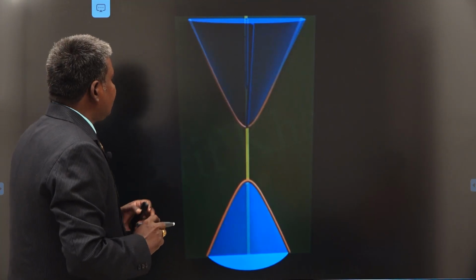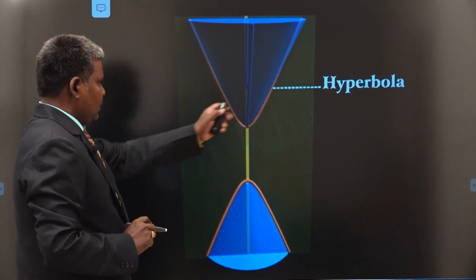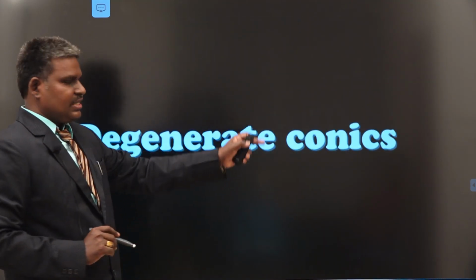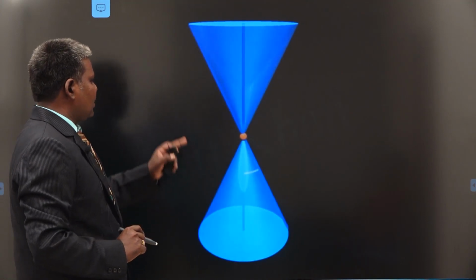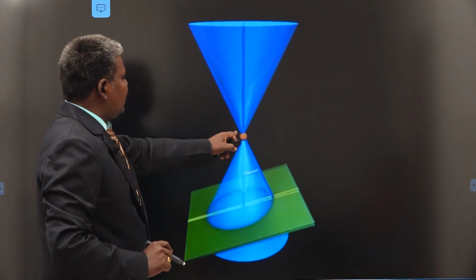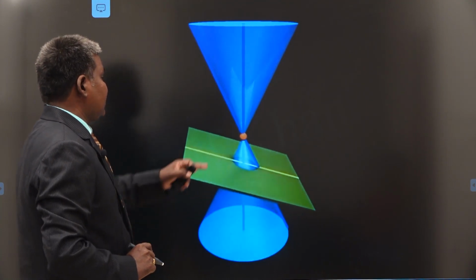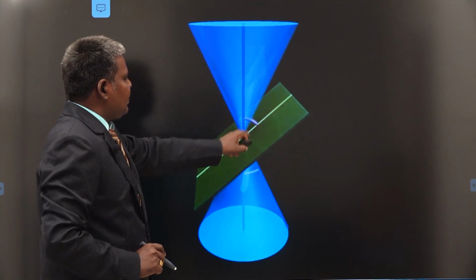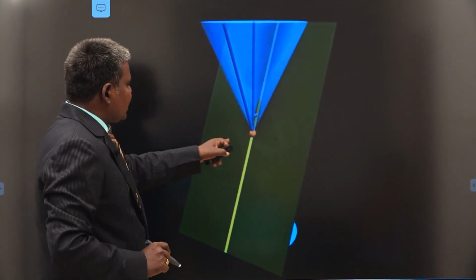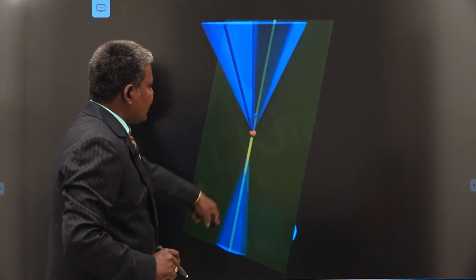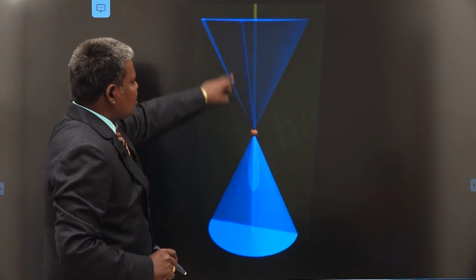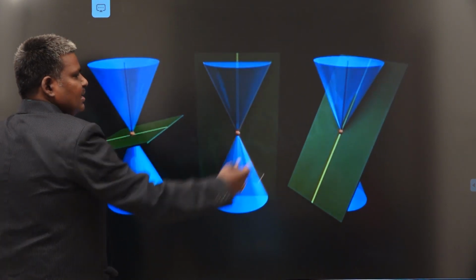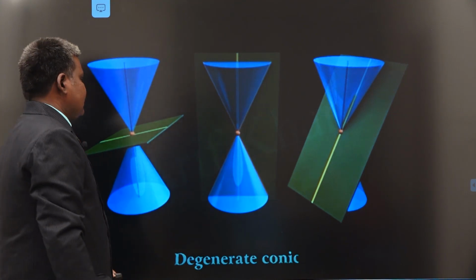Also, we have degenerate conics. Let us see how to obtain the degenerate conics. Your plane passes through the vertex of your cone. This is your cone. This is the vertex of the cone. Here angle B is more than A. In this case, we obtain a point. In the second case, we obtain a straight line. In the third case, we obtain a pair of straight lines. These are the three degenerate conics.